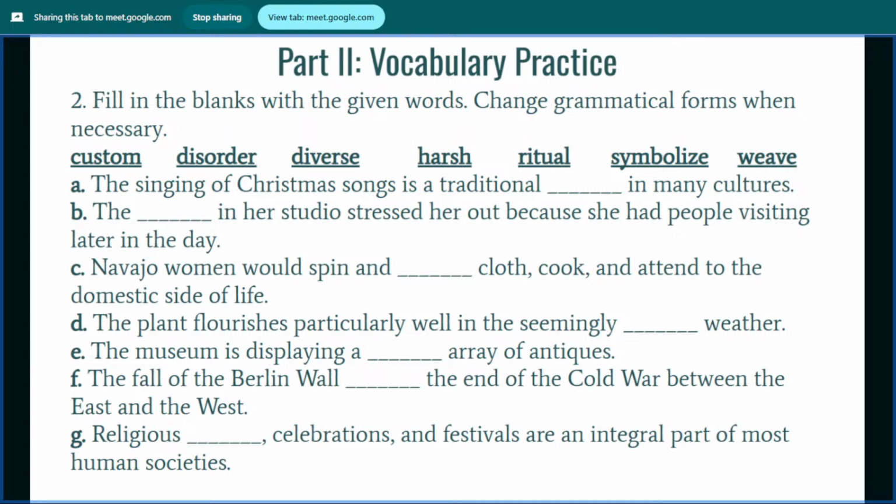Very good. Do you want to quickly find the meaning of customs and rituals? Yes, ma'am.